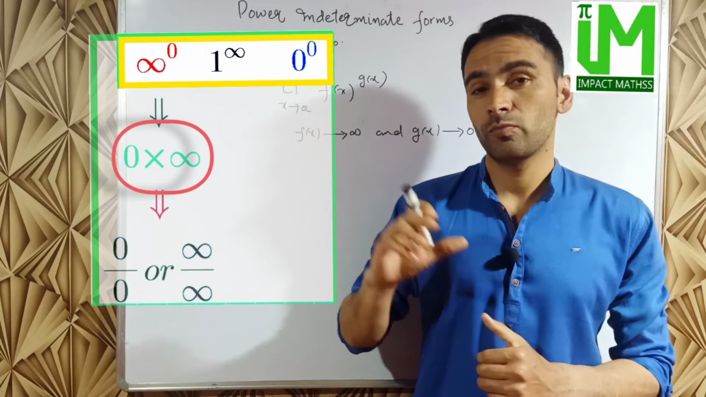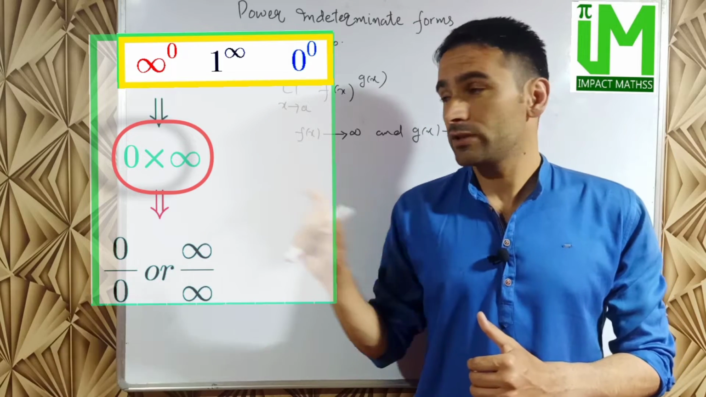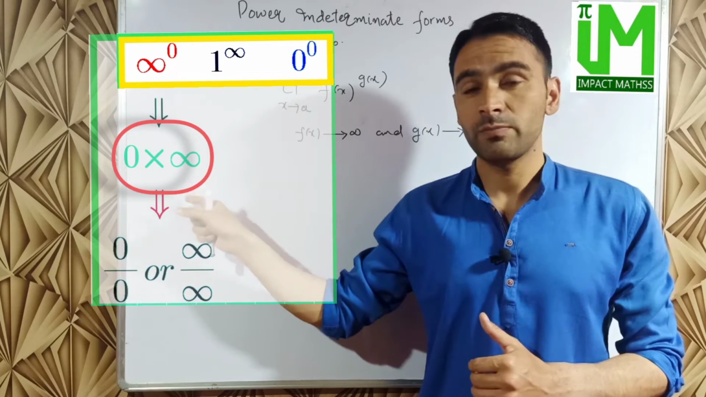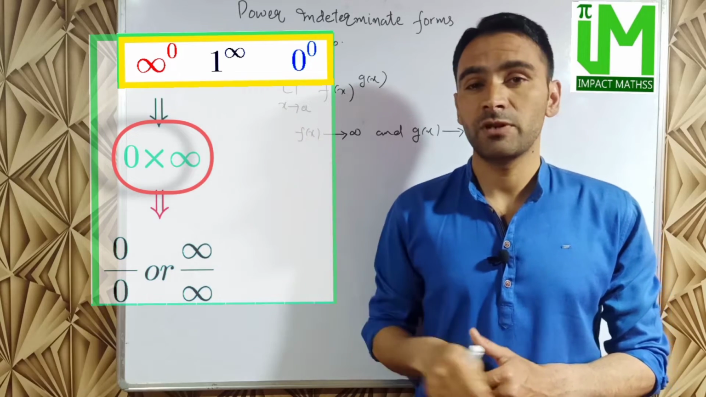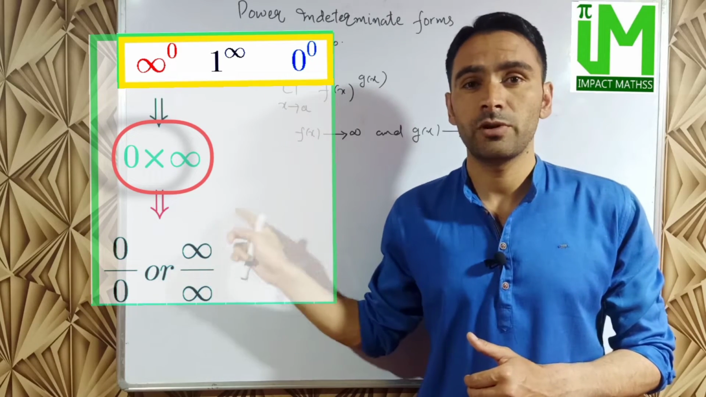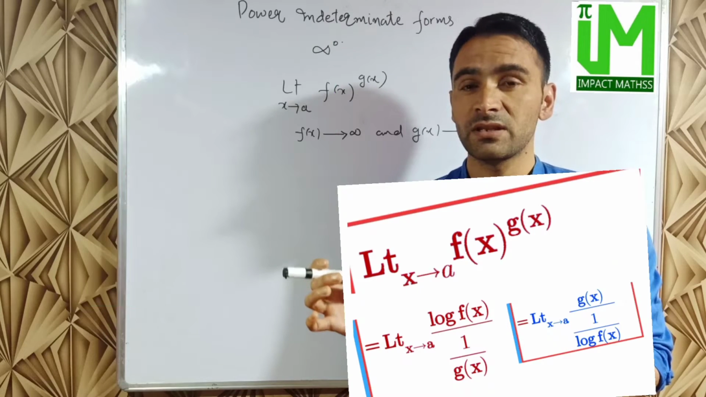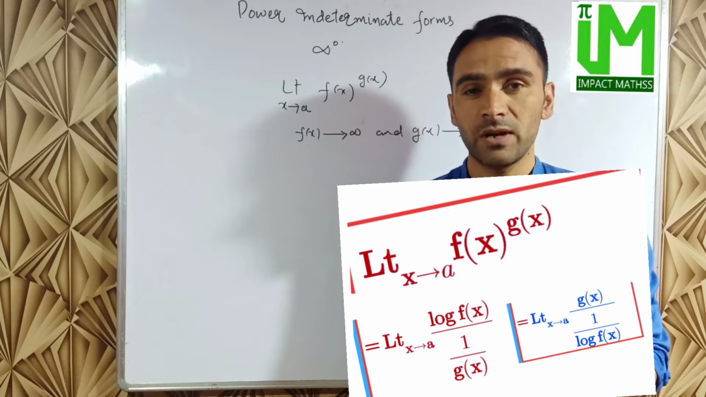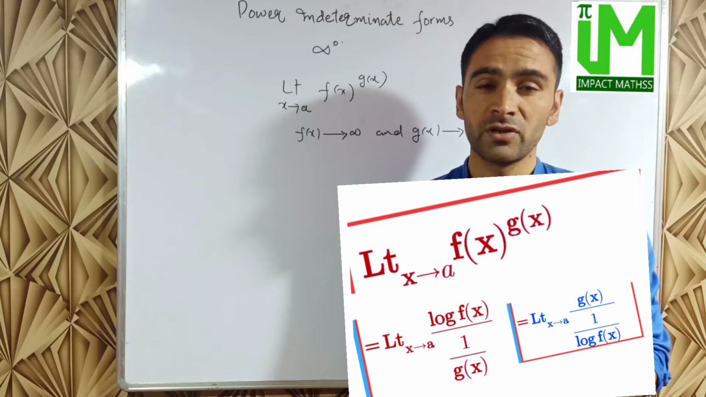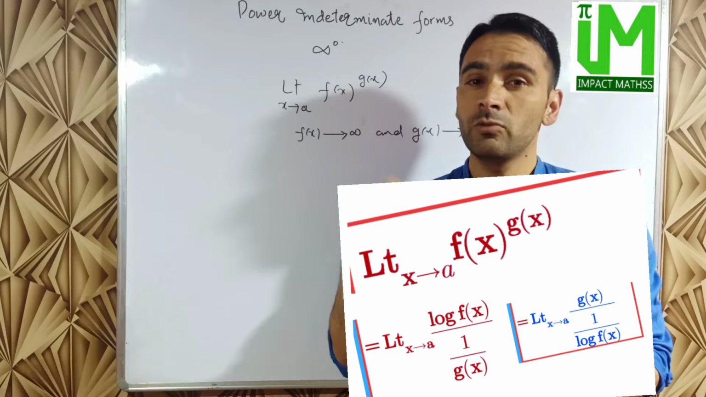That means the middle step, 0 into infinity, we can avoid that step, and this middle step can be avoided by the relation. We can convert this power indeterminate form into 0 by 0 form or infinity by infinity form by the relation log of f(x) divided by 1 over g(x), or g(x) divided by 1 over log of f(x), but we always prefer the function with log in the numerator.